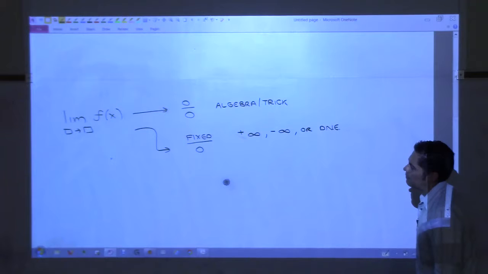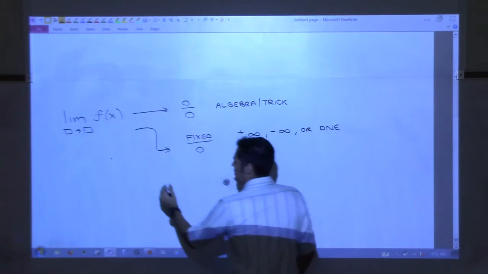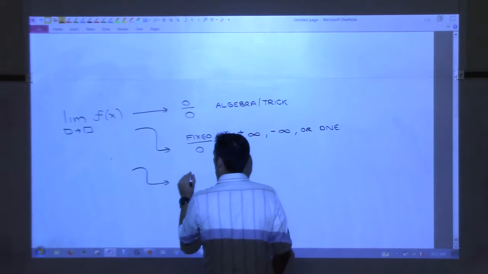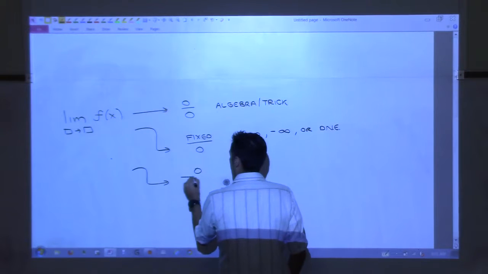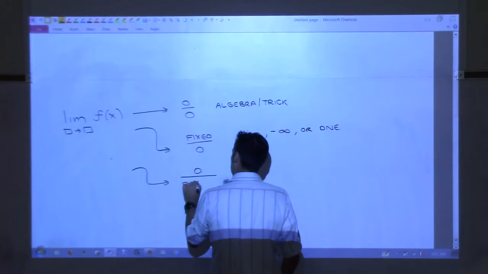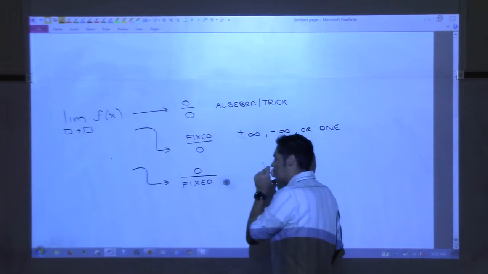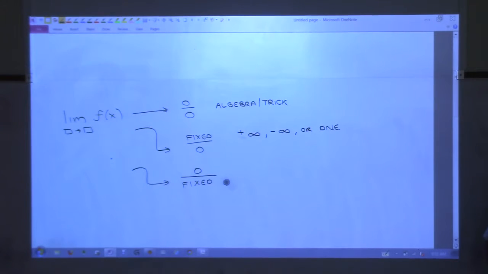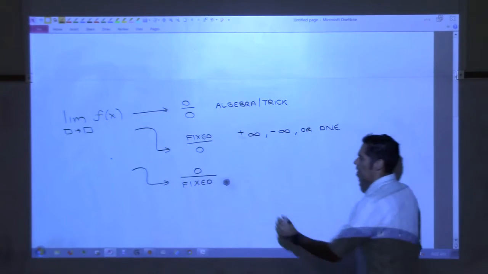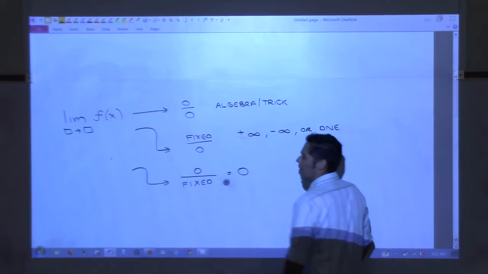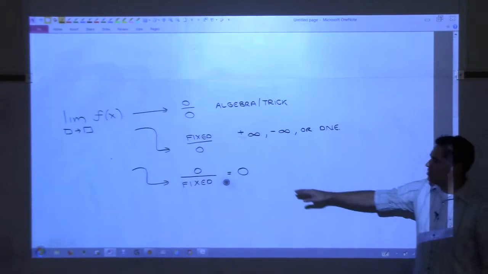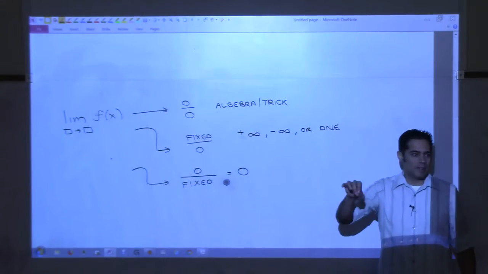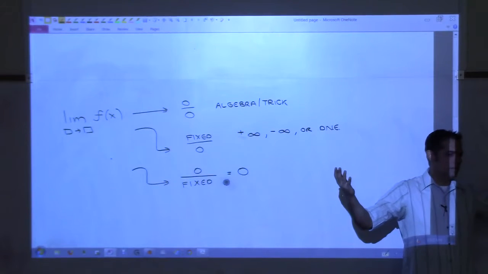All right? And then what about, I don't know if we really talked about this, but what happens if you get 0 over fixed? So the top is headed to 0, but the bottom is headed towards a fixed number, like let's say 5. You'd just be 0. So there's no work to be done there. This is the scenario where you're doing direct substitution and nothing is wrong.